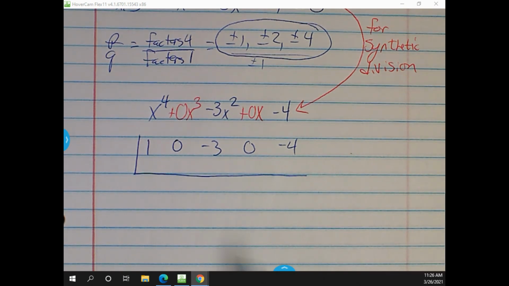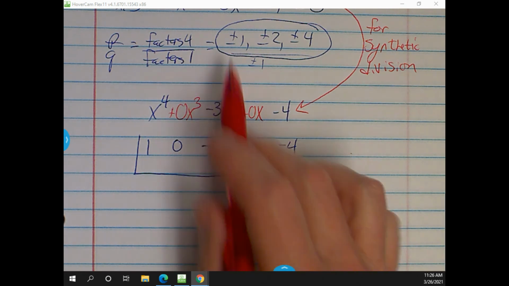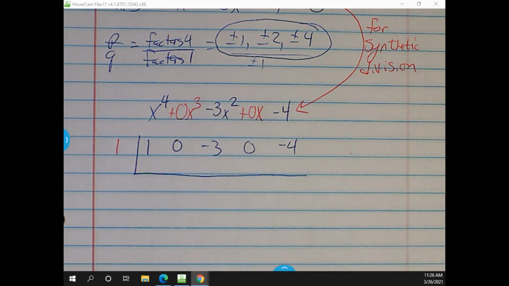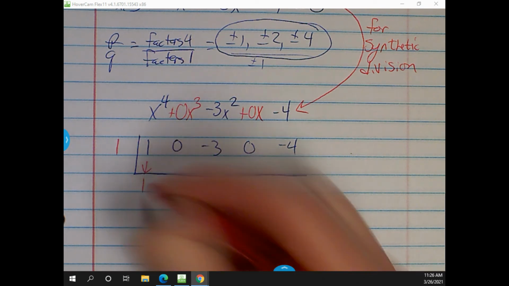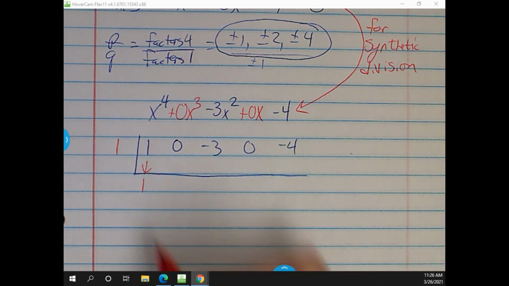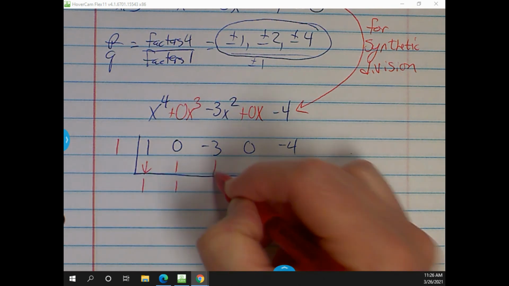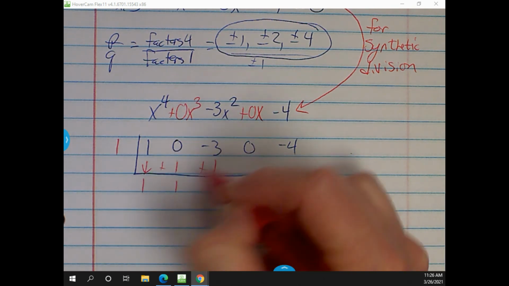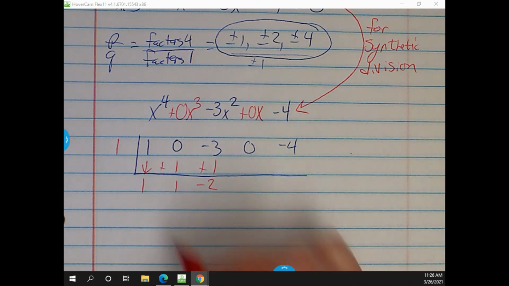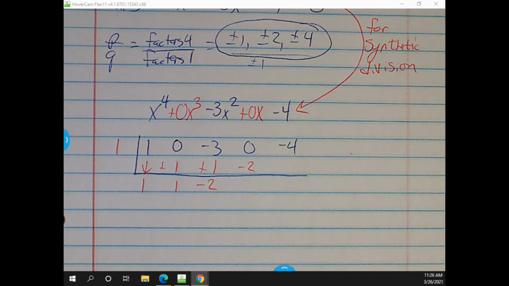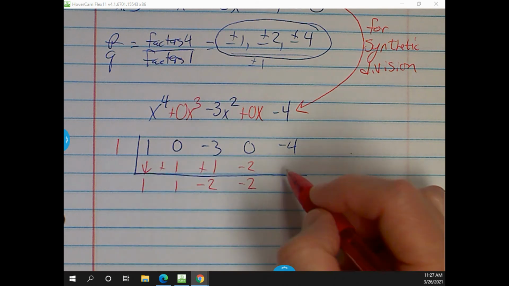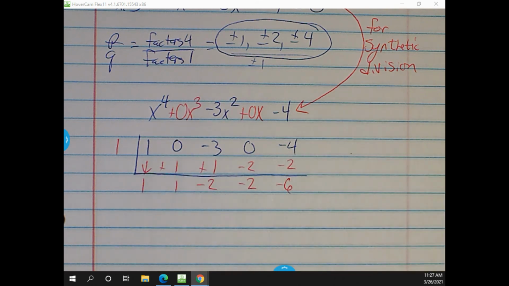All right, and now we're guessing and checking. And again, I would say start with the numbers here. Let's start with a +1, or you can start with -1. Doesn't matter. Just start with the ones, and then we'll check it and go from there. All right, 1 times 1 is 1. 0 plus 1 is 1. 1 times 1 is 1. -3 plus 1 is -2. 1 times -2 is -2. 0 minus 2 is -2. And then 1 times -2 is -2. That's going to get us -6. That's not going to work. Okay, so +1 didn't work.